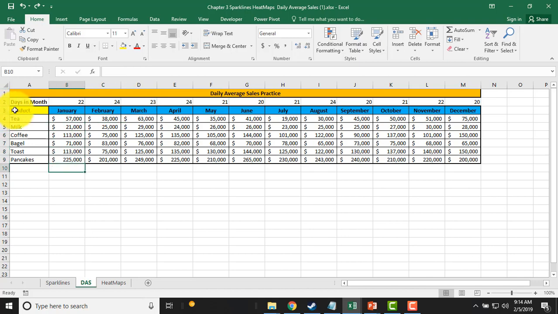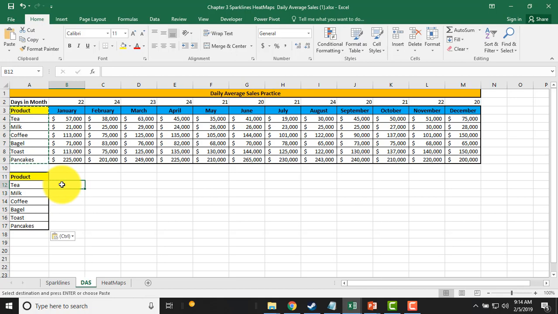So here's what we do. We're going to take this set of data, just bring it down, okay? And we're going to do this. We're going to take $57,000 divided by 22. So what that means is on average, in other words, daily average, on average each day that we're open in January, our business is selling $2,591 worth of product.